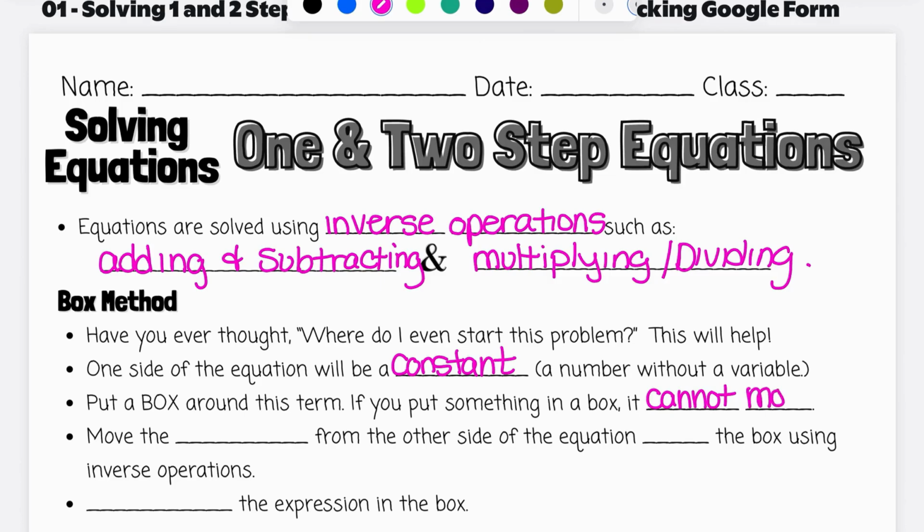Think about this. If you put a box around something, it cannot move. So this term that we put a box around, this constant, is not going to move. But we can put things in our box with our constant. So we're going to look on the other side of our equation and find the constant, and we're going to move it into our box using inverse operations. The box also tells us what to calculate.